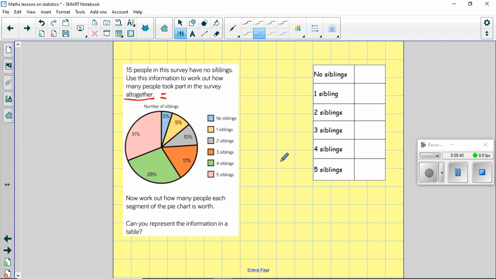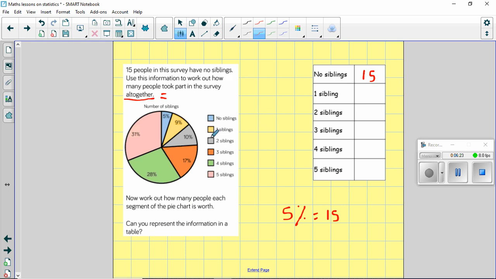So I've drawn the table there. Now I can already fill in some information because it says 15 people have no siblings. No siblings is blue, which is 5%. So I know that 5% is 15. So I'm going to make a little jotting of that. 5% is 15 children. I know that, so I can use that to work everything else out. So 5% equals 15. So no siblings, I'm going to put 15 there because it's asked us to do it in a table.